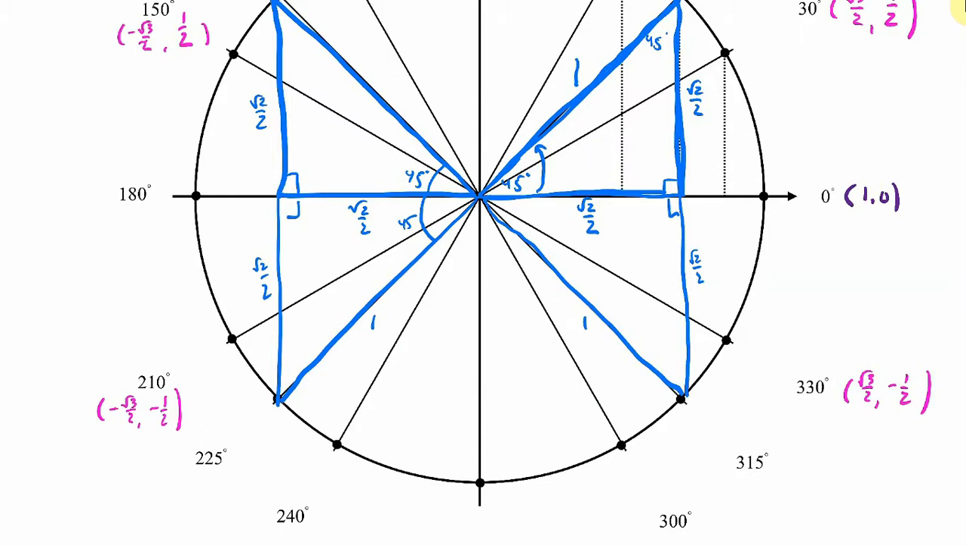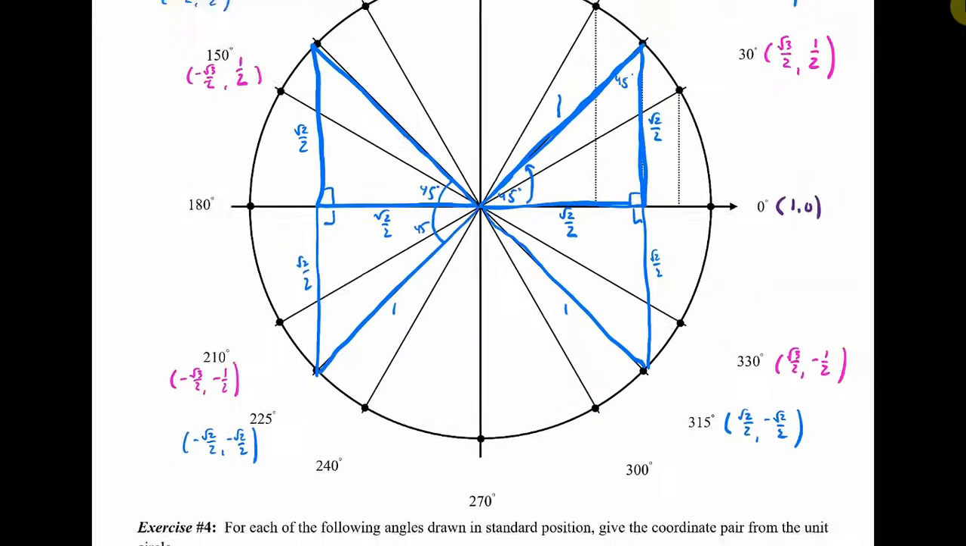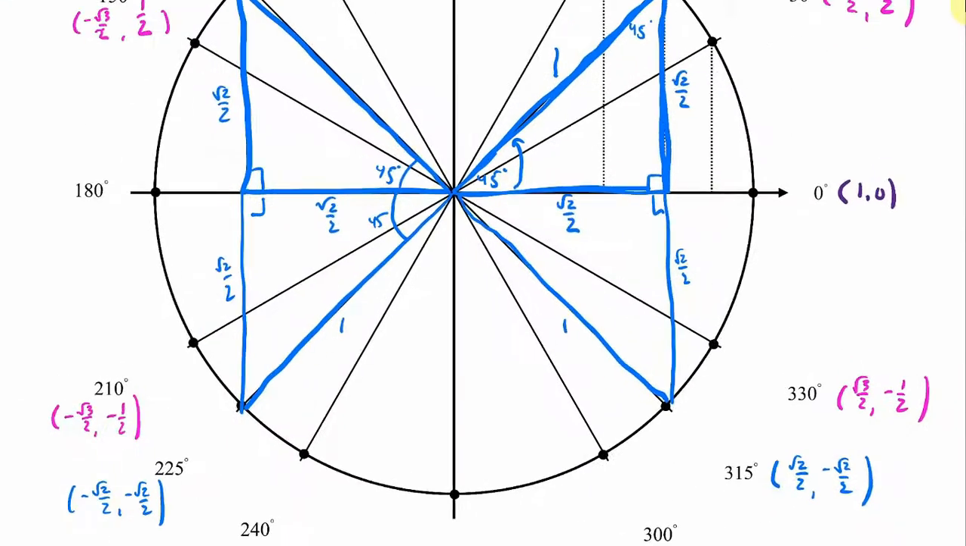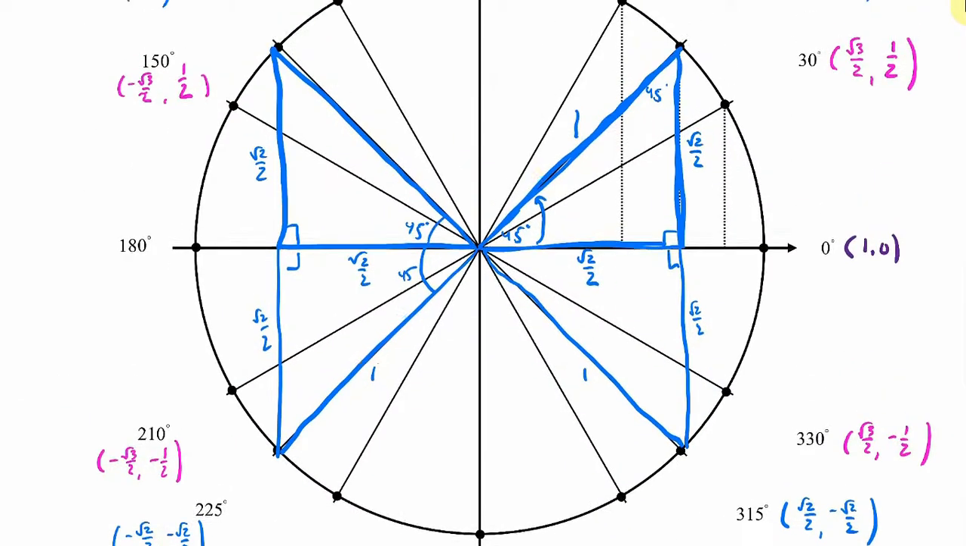Okay, so there's those triangles. At 225, I went left, radical 2 over 2, and down, radical 2 over 2. So both those coordinates are negative. And at 315, I went right, radical 2 over 2, and down, radical 2 over 2. Again, this is why we study reference angles, because it allows us to work with larger angles in different quadrants and notice their similarities.